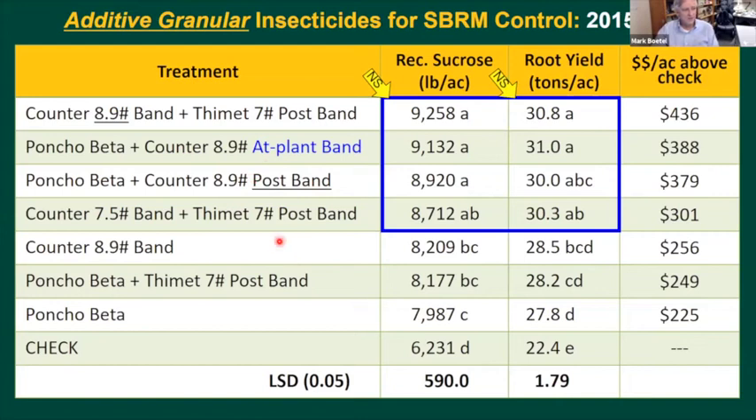One thing that's been interesting over the years, again, this is a six-year data set, is the at plant application of Counter, and you could use Lorsban 15G as well, at its max rate. Combining that with an insecticide treated seed tends to perform very well. So it's fairly simple, where you just put stuff on at planting and you do well. But we have also discovered over the years that Counter works fairly well as a post-emergence material.